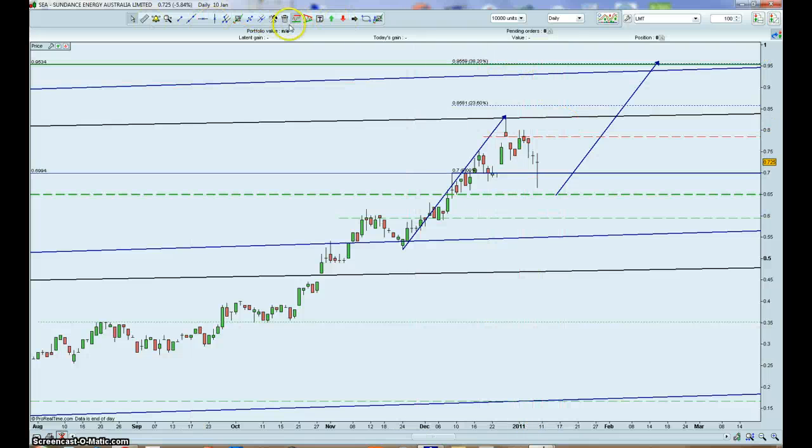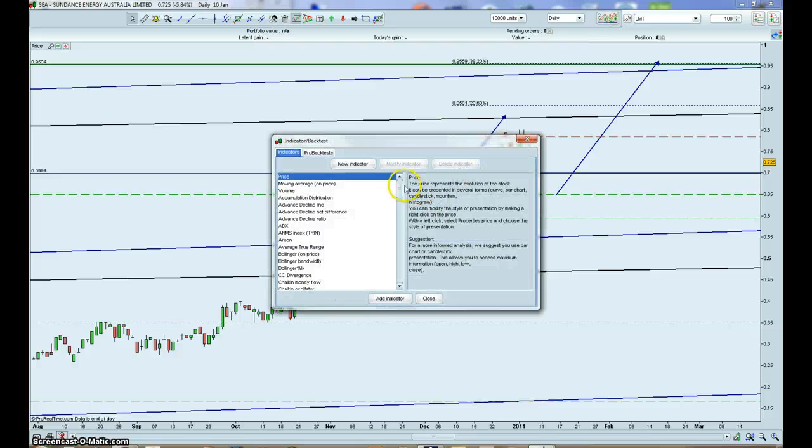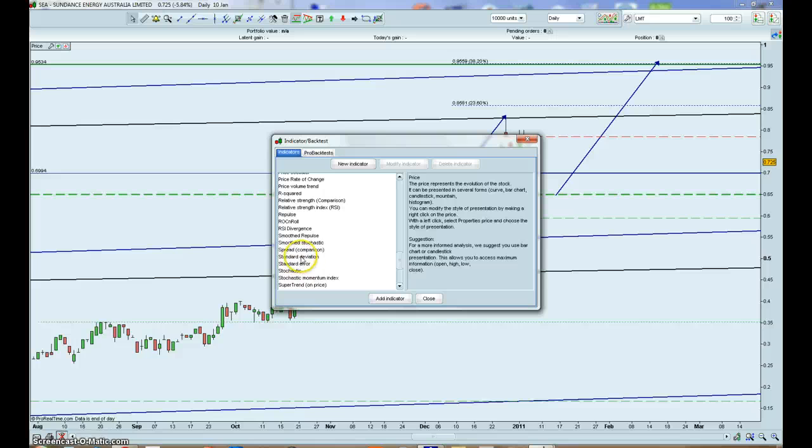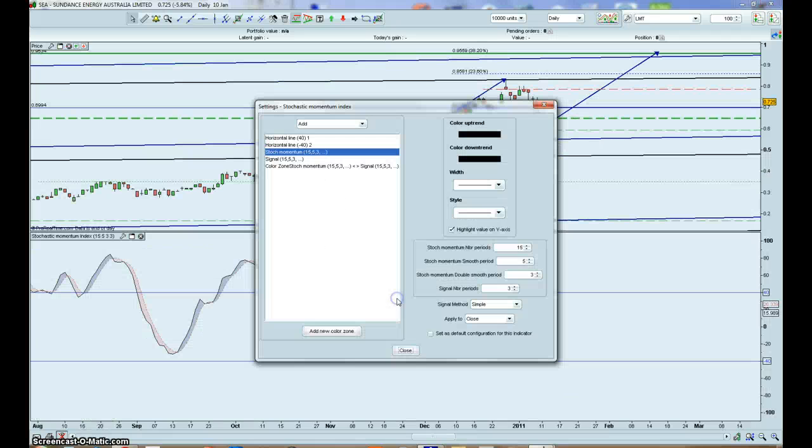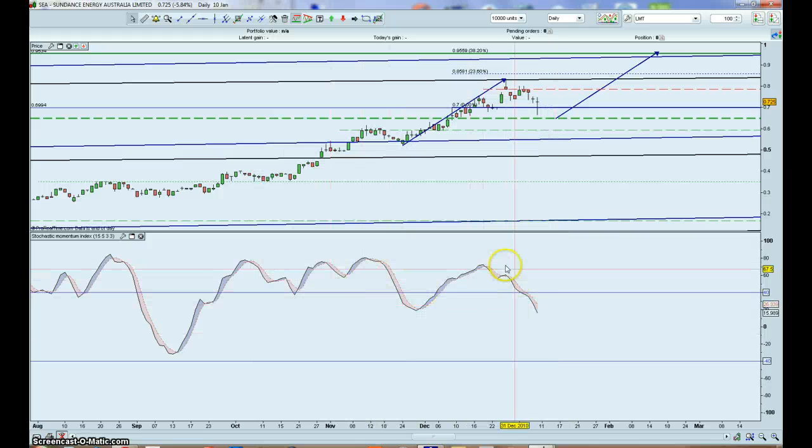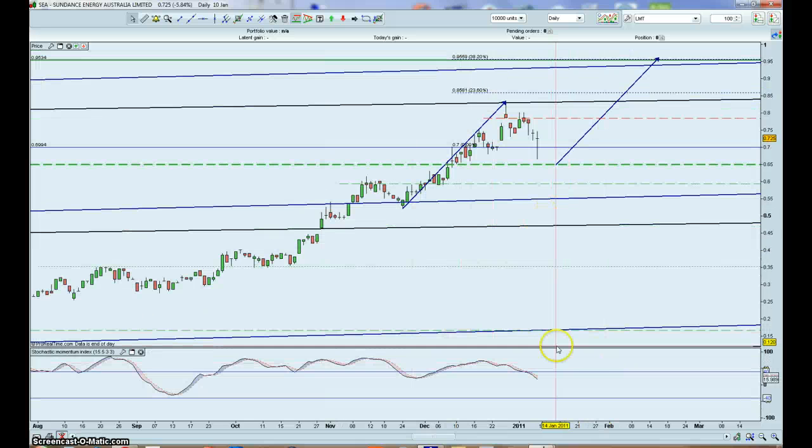Well, have a quick look at the stochastics. Yeah, we'll take that one there. So stochastics pointing down, that's the daily. Oh, hang on, it's cactus. So yeah, I don't think the selling's quite over yet.